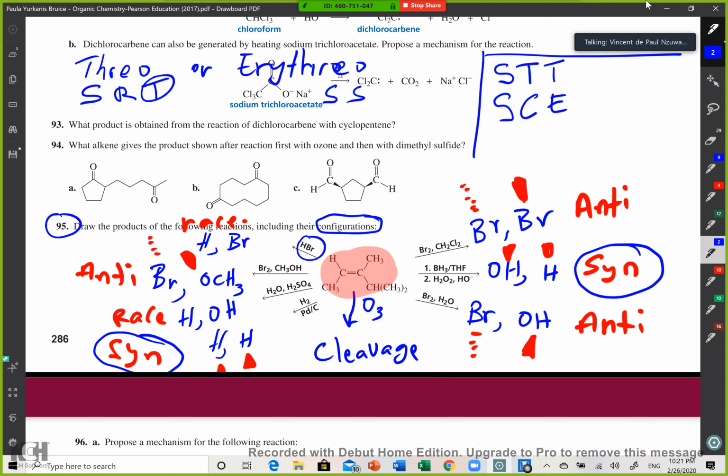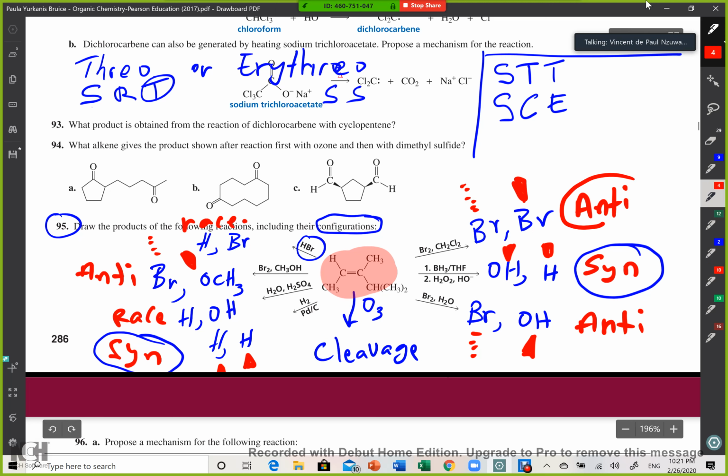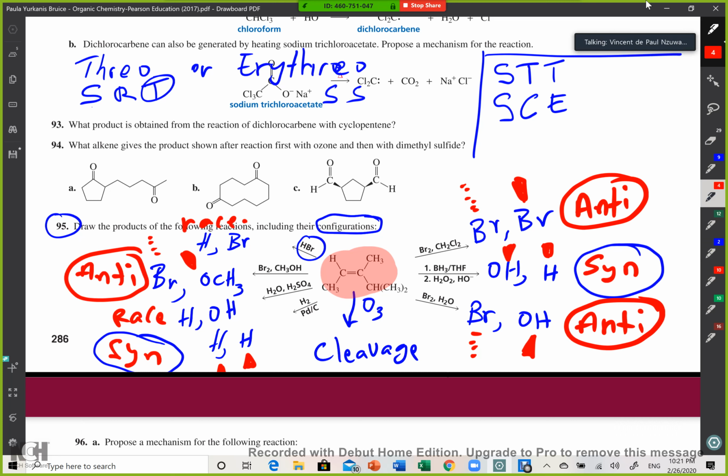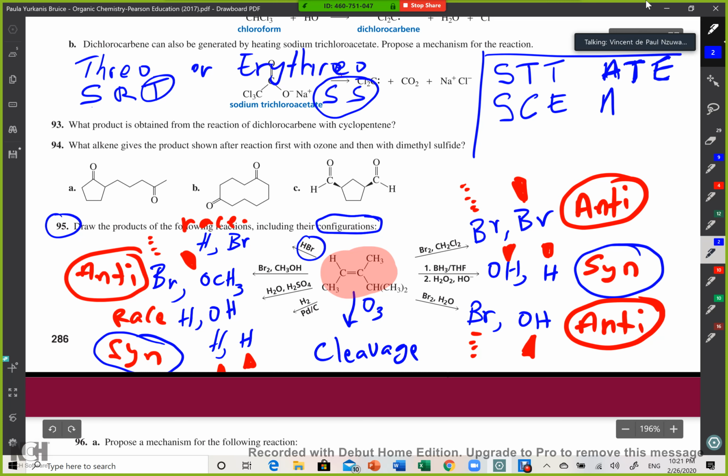Okay, now the other option, if your reaction is an anti-addition, for example, these are the anti-additions here. If your reaction is an anti-addition, and your starting material is in a trans configuration, then your product should be erythro. Does that make sense? And remember, erythro means that both centers will be SS.